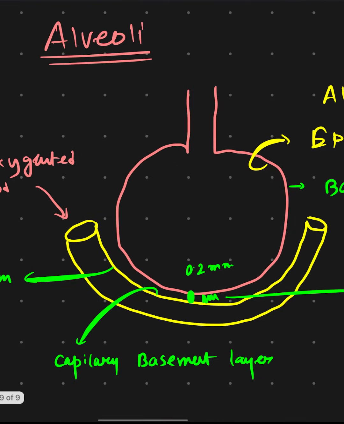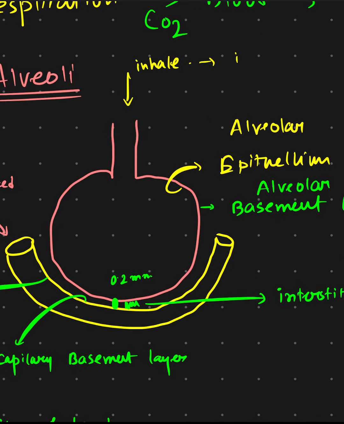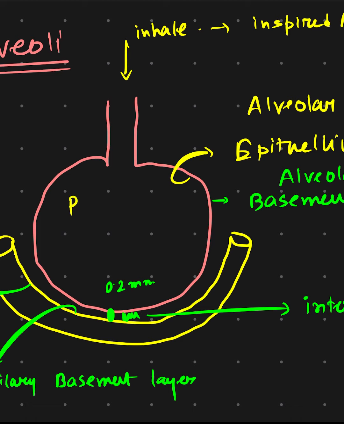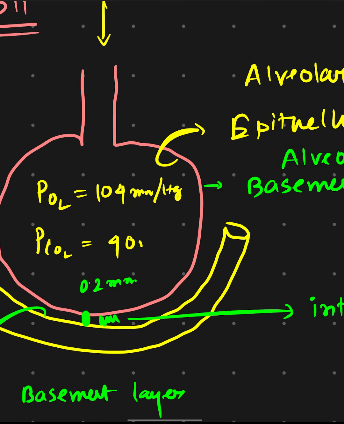Okay, so as we inhale, the major component of our inhaled air is oxygen. When we inhale, the air will be called inspired air. So the main component is oxygen. So the pressure of oxygen will be high, which is at 104 mmHg. Okay, and as the inhaled air contains a low amount of carbon dioxide, the partial pressure of carbon dioxide will also be low, which is at 40 mmHg. Okay, I hope it's clear.